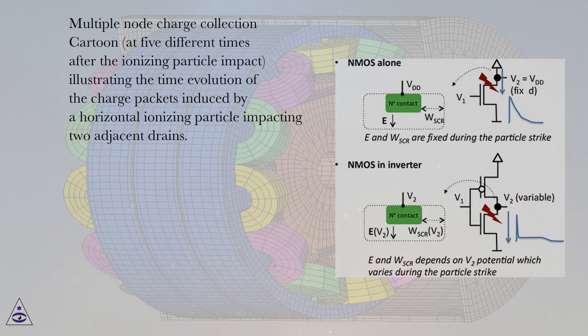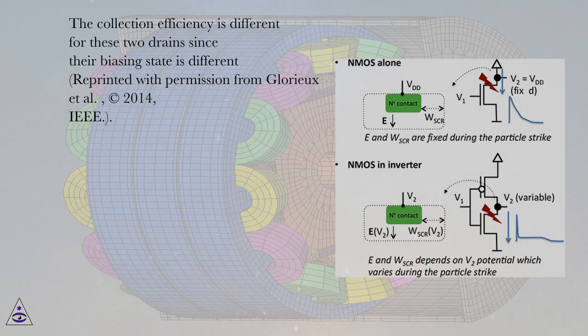Multiple node charge collection. Cartoon, at 5 different times after the ionizing particle impact, illustrating the time evolution of the charge packets induced by a horizontal ionizing particle impacting two adjacent drains. The collection efficiency is different for these two drains since their biasing state is different. Reprinted with permission from Glorieux et al., copyright 2014, IEEE.